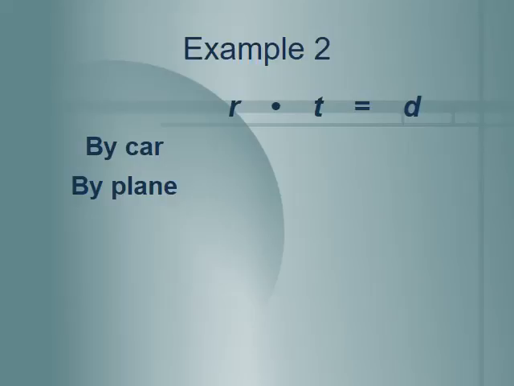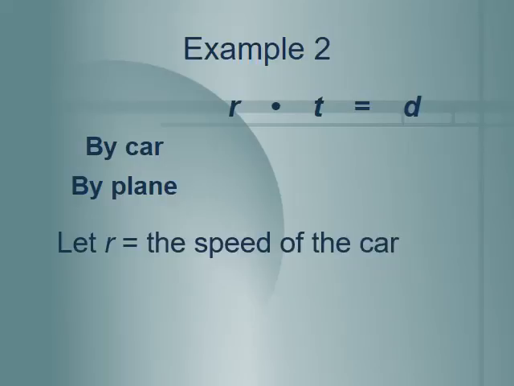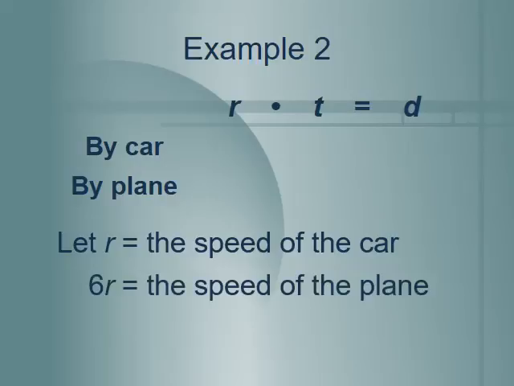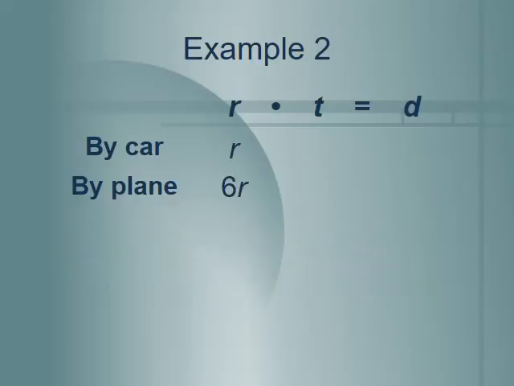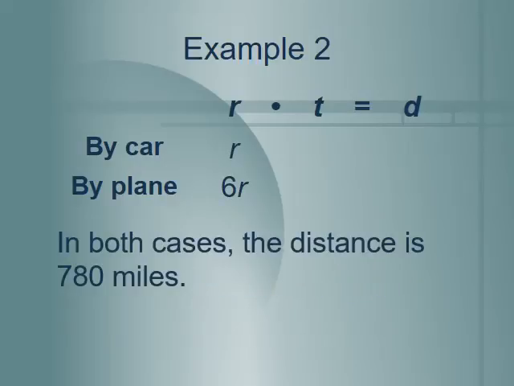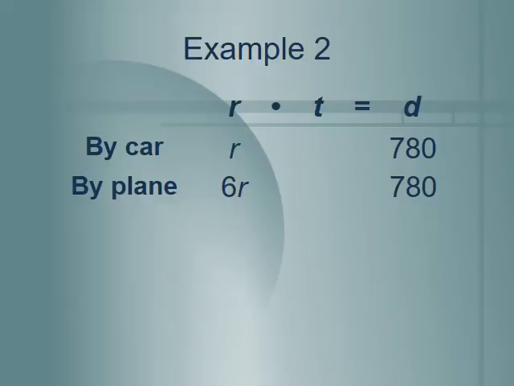If you look in your book, you can see that this is actually organized as a table, which might be really helpful for some of you. So we're going to let R be the speed of the car, and then we're told that the plane is 6 times that. So the plane is going to be 6R. In both cases, the distance is 780 miles, regardless if it's by air or by land. And we also know that it takes 12.5 hours shorter when she flies than when she drives.